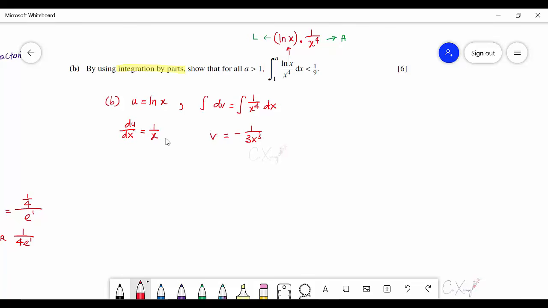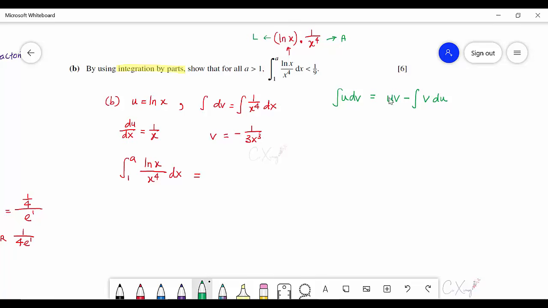Once you get all the answers, you continue with the formula for integration by parts. This is my original expression or question. If I want to apply integration by parts, the formula will be uv minus the integral of v du. Or if I want to make it clearer, the integral of u dv equals uv minus the integral of v du.